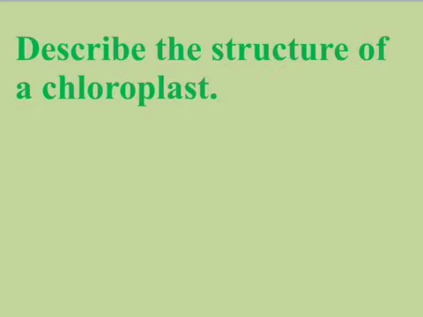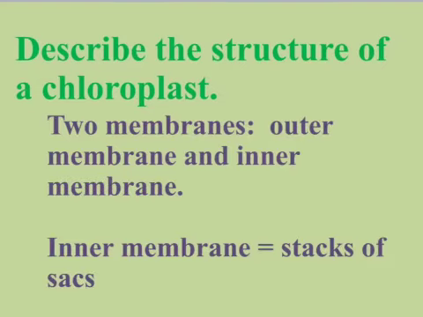This one's a little tougher. Describe the structure of a chloroplast. Couple things you needed to tell me. You needed to tell me that there are two membranes. There's the outer membrane and the inner membrane, and that the inner membrane is made up of those stacks of sacks, like those coins or those pancakes. And then remember that that's just to increase surface area, because the more surface area we have, the more we can have those chemical reactions taking place.